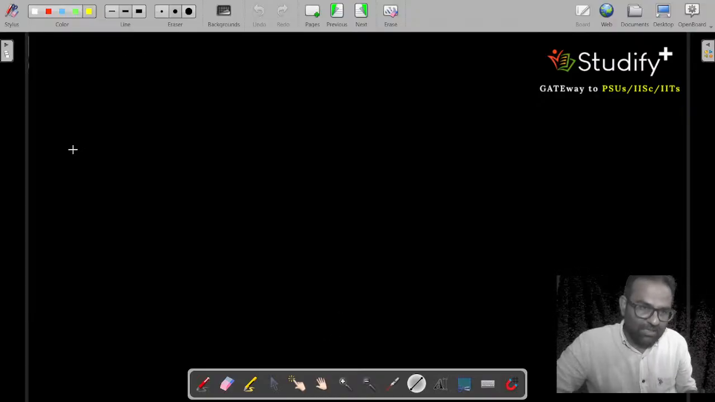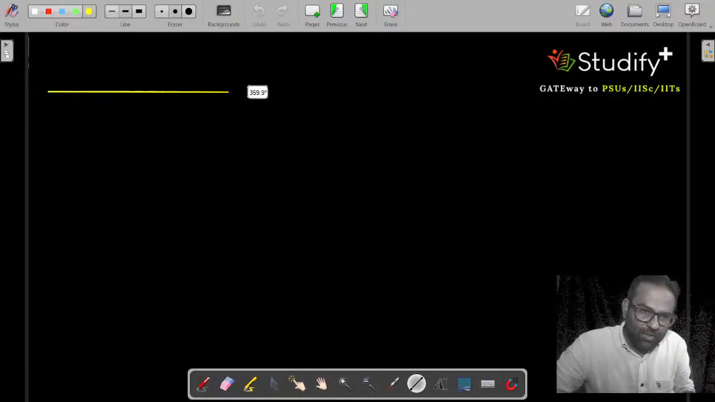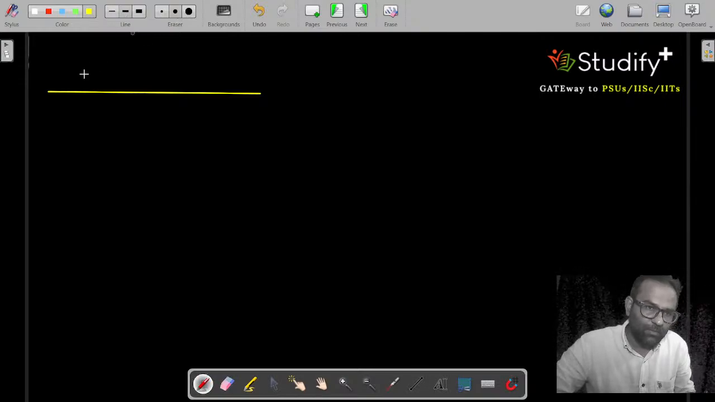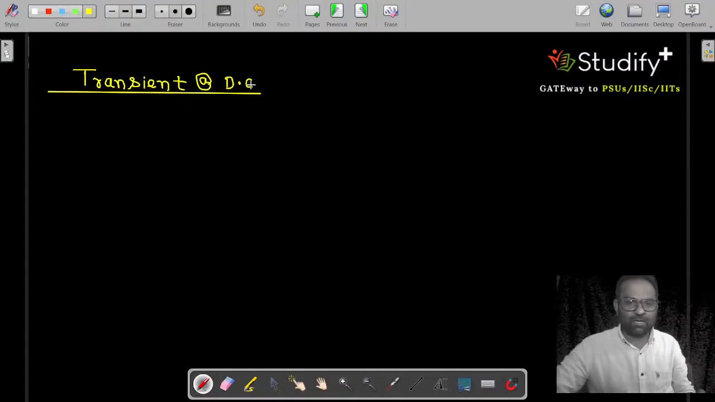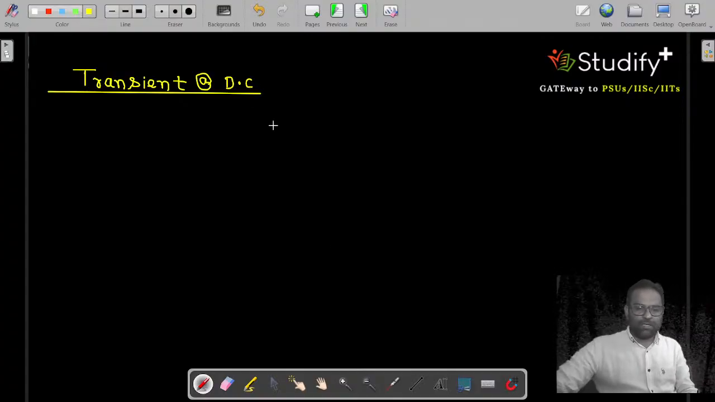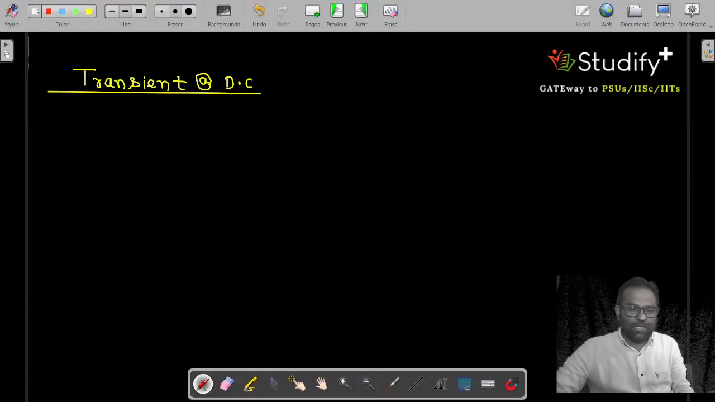So we are starting the transient. Let's first understand what the meaning of transient is. Transient, and which transient are we talking about? A more meaningful transient, also known as the DC transient. First we have to develop the understanding of what transient means.